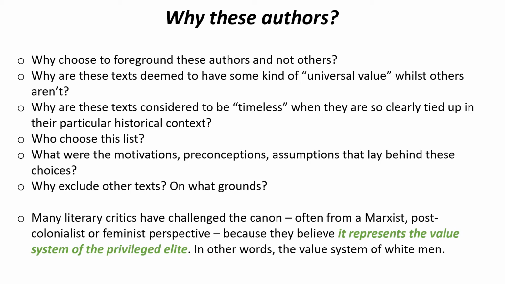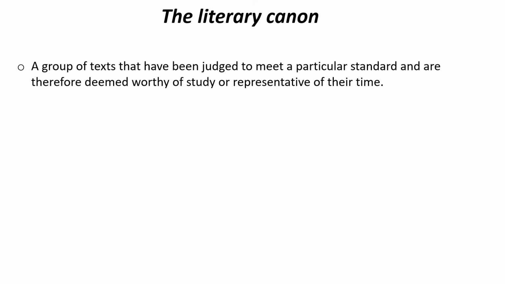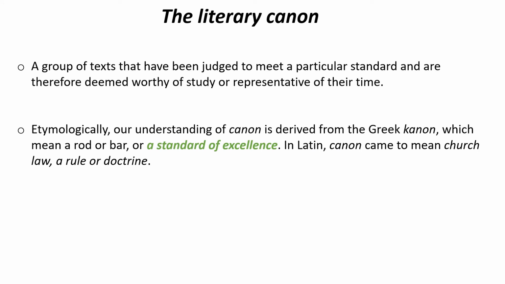A lot of those writers are men, or in the Victorian period, they're women who used male pseudonyms. So George Eliot and the Bronte sisters used male pseudonyms in order to be taken more seriously. And a lot of these writers are also dead. So dead white men is the phrase that we often use to describe the type of people who are in the literary canon. So the canon is a group of texts that have been judged to meet a particular standard and are therefore deemed worthy of study or representative of their time.